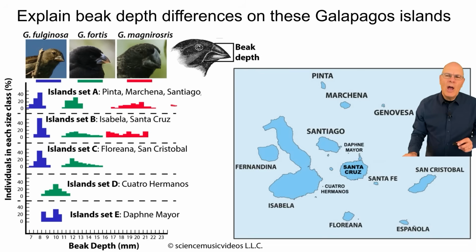Here is what's going on. On islands where these birds live together, they're all inhabiting the same island, note that there's no overlap in terms of the beak depth. That's true of island set A and island set B. On island set C, that involves Floriana and San Cristobal, one of the bird species, G. magnorostris, is absent, but note that there's no overlap between bird species G. fulginosa and the other bird species G. fortis. But on these really small islands, Cuatro Hermanos over here and Daphne Mayor over here, only one bird species is present. And with only one bird species, note the overlap in beak depth.